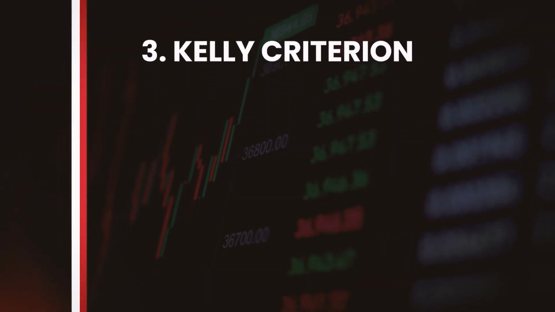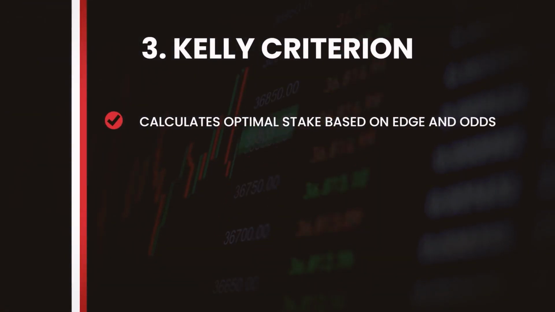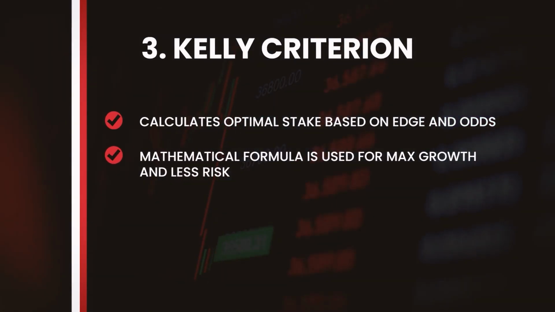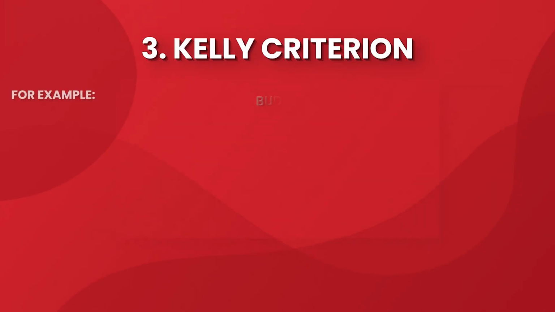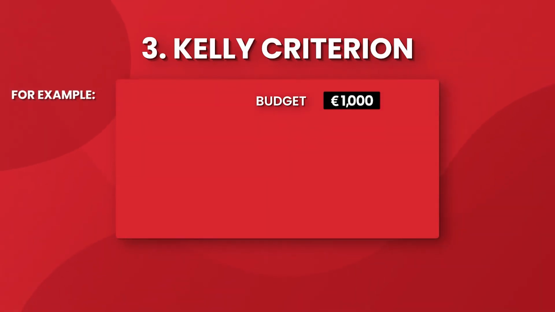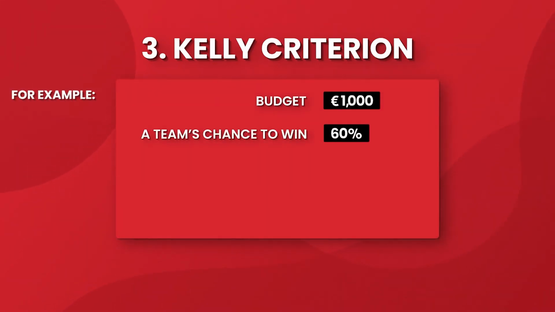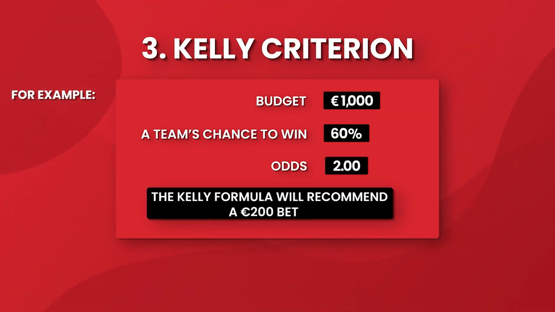Number 3 is the Kelly Criterion. It is a mathematical formula that calculates the optimal stake based on edge and odds to maximize growth and minimize risk over time. It requires accurate probability estimates to work properly. Though complex, it is widely regarded as the most efficient staking plan for professional bettors who can consistently find value. For example, let's say you start with a 1,000 euro budget. If you believe a team has a 60% chance to win and the odds are 2.00, the Kelly formula will tell you to place a bet of 200 euro.